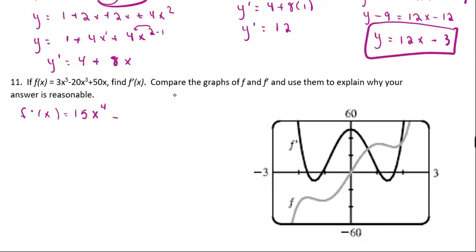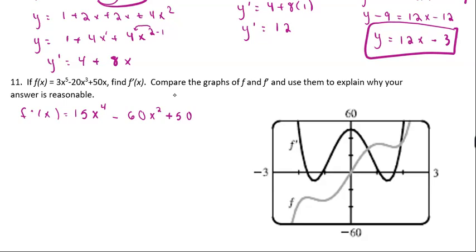Minus, we had 20x to the 3. So bring down your power. 3 times 20 is 60. x, and then 3 minus 1 is 2. We had 50x. So bring down your power. So 50 times 1 would be 50. And then x to the 1 minus 1 will give us x to the 0. So just plus 50. So here's our derivative.